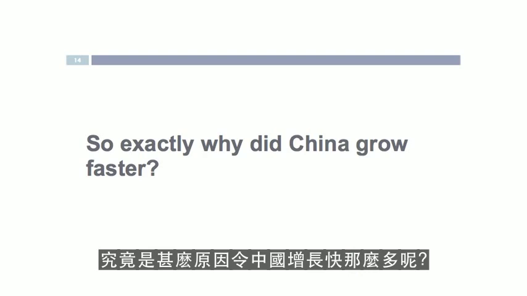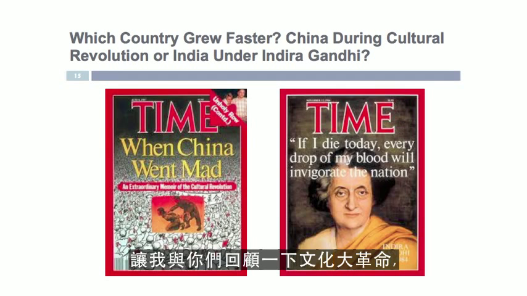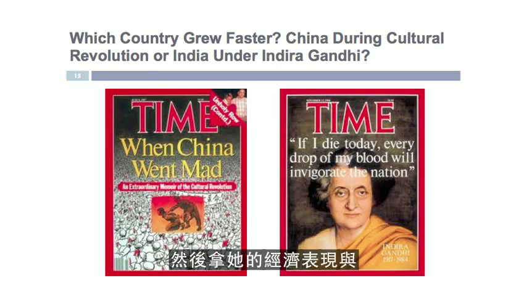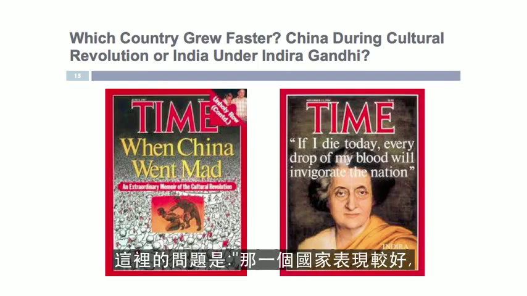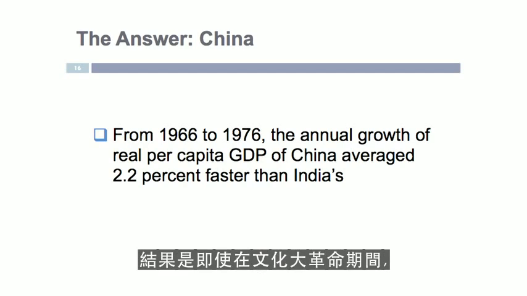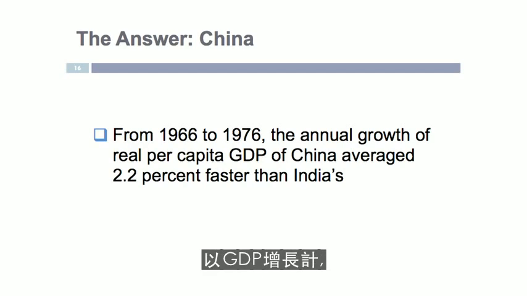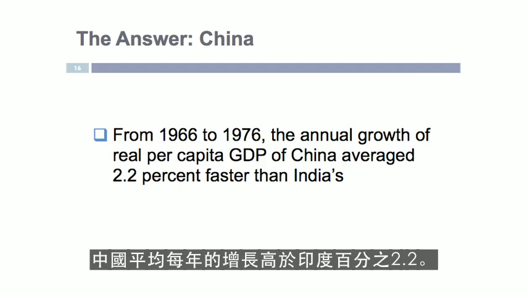So exactly why did China grow so much faster? I'll take you to the Cultural Revolution, when China went mad, and compare that country's performance with India under Indira Gandhi. The question there is, which country did better, China or India? China was during the Cultural Revolution. It turns out even during the Cultural Revolution, China outperformed India in terms of GDP growth by an average of about 2.2% every year in terms of per capita GDP.